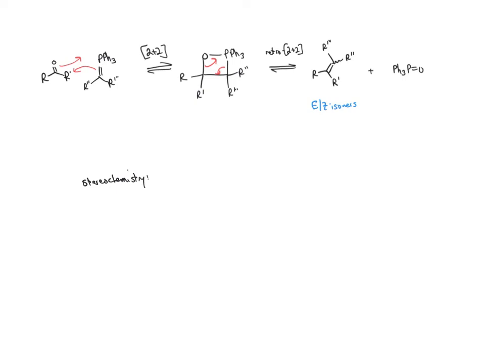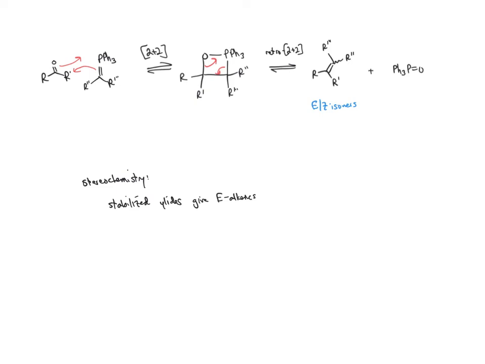And so there are a couple of rules. A general rule is that stabilized ylides will give you E alkenes.